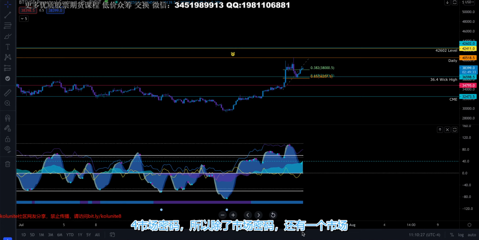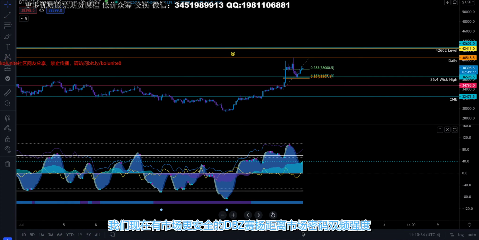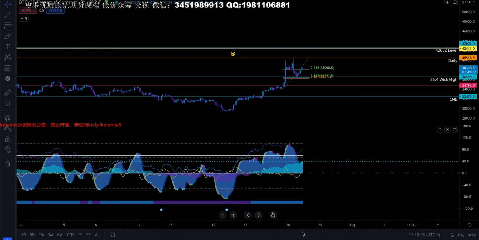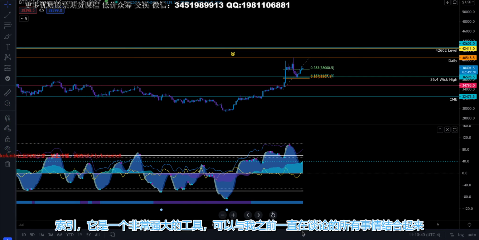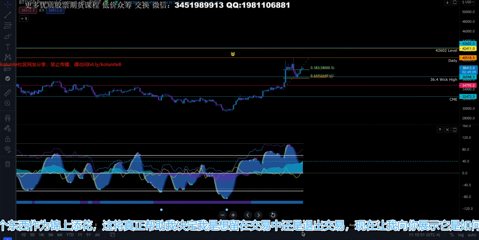So, in addition to Market Cipher A, Market Cipher B, Market Cipher SR, we now have Market Cipher DBSI, and this stands for Market Cipher Dual Band Strength Index, and it is an extremely powerful tool that can be combined with all the things that I've been talking about up until this point to help you really find those tops and bottoms. I kind of use this thing as the icing on the cake that will really help me determine if I want to stay in a trade or get out of a trade.